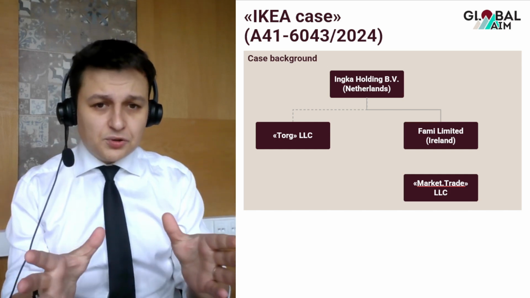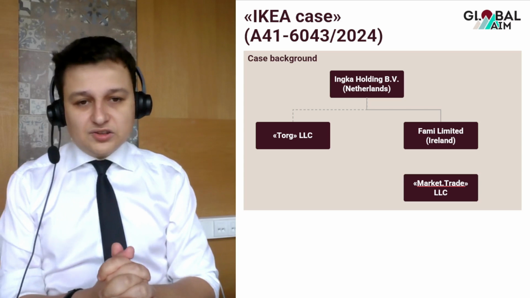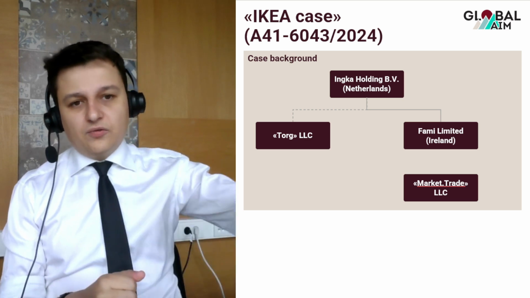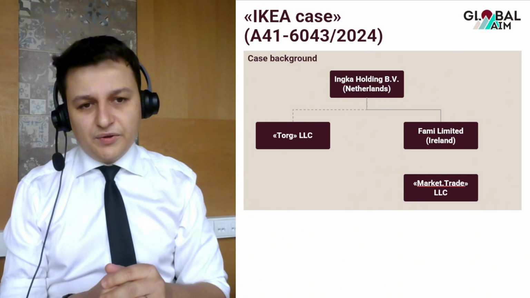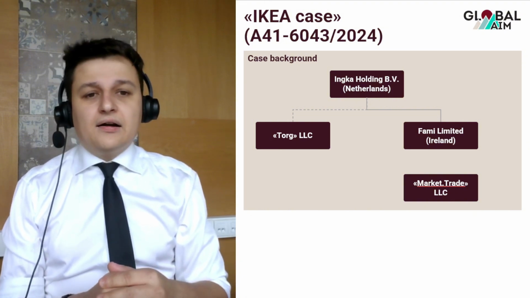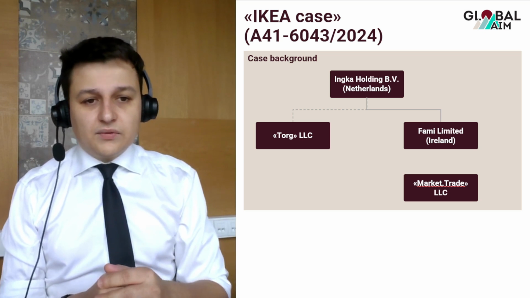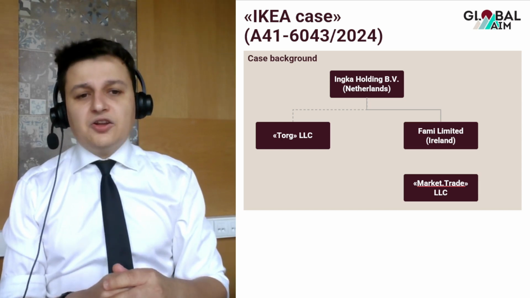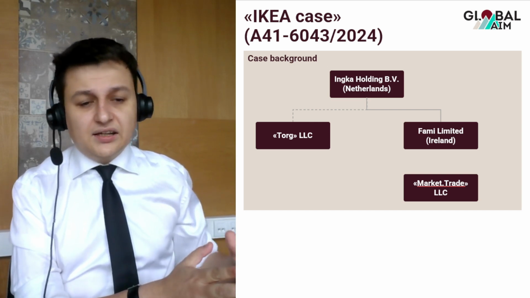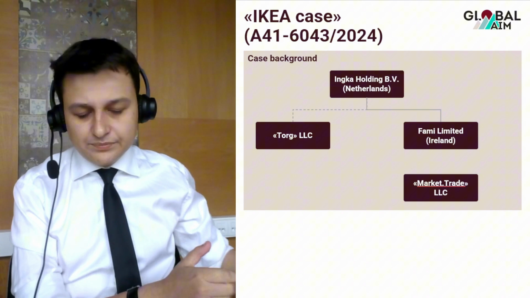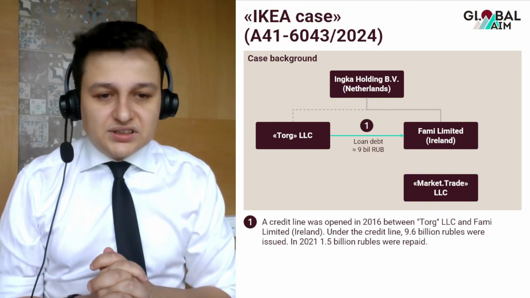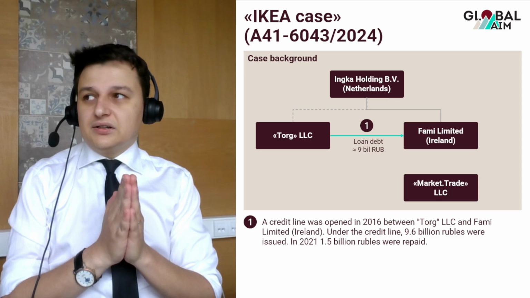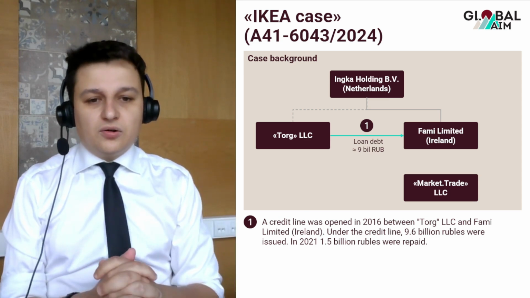So in this situation, we have Tork LLC, or Tork, which is an indirect subsidiary of the holding company of the IKEA Group, Inca Holding BV, registered in Netherlands. The holding company actually has another subsidiary in Ireland. This is the Family Limited Company. And we have a third party, in this case another Russian company, Market Trade LLC. In 2016, between LLC Tork and Family Limited, a contract on the credit line was executed.